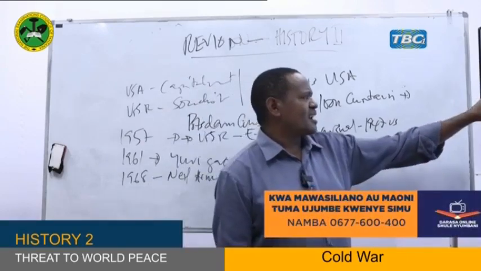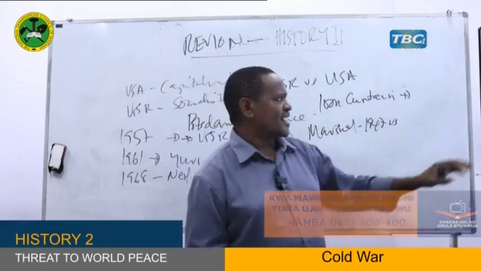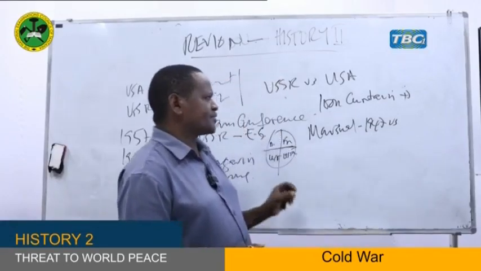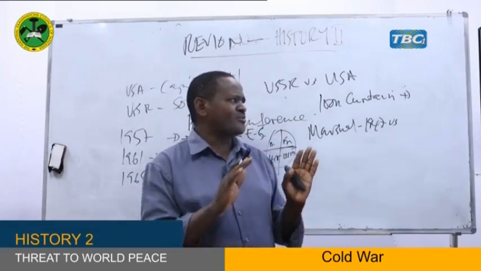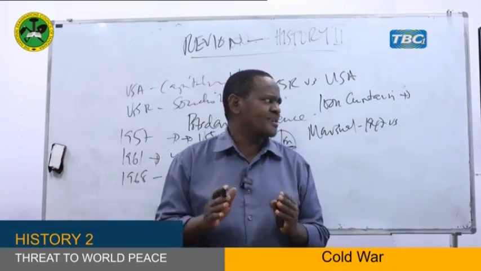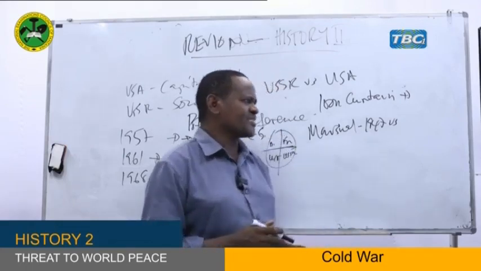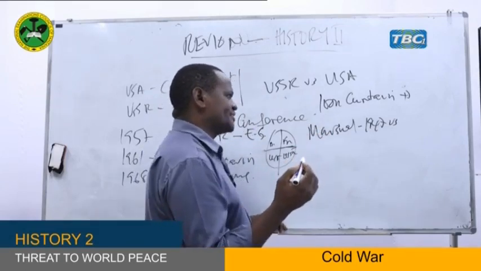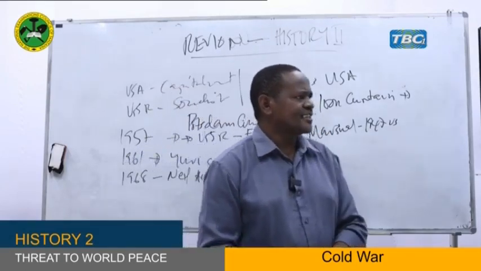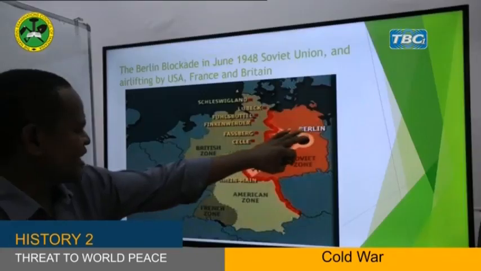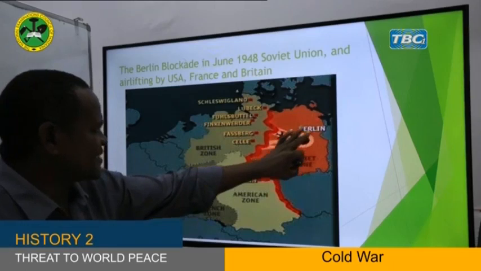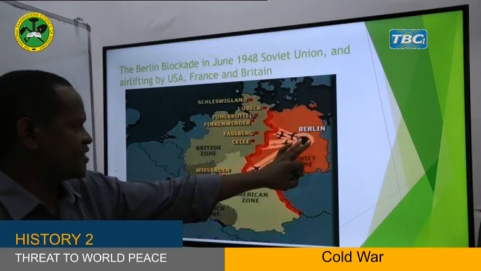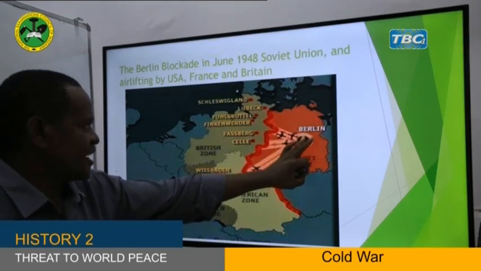Let's now go to another point to show manifestation of Cold War, and this is the Berlin Blockade in June 1948. The Soviet Union troops blocked all the railroad, highways, and the water traffic through Eastern Germany to go to West Berlin. They blocked anybody from going to West Berlin, which was under the Western countries. And you can see, my dear students, this is the way we can describe the blockade. This is the city of Berlin, and this is the western part of Berlin, and it was under the Western countries, the British, the French, and the Americans.